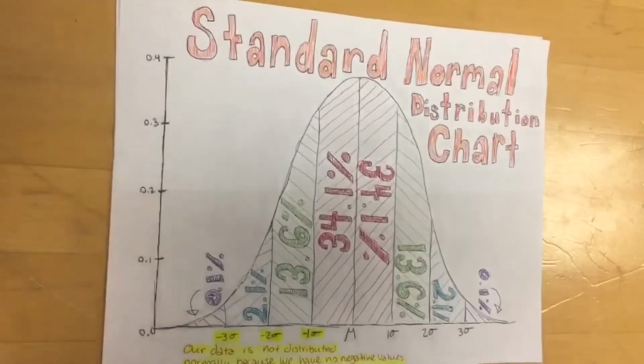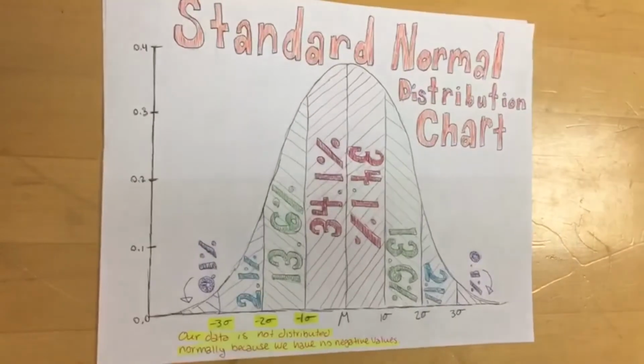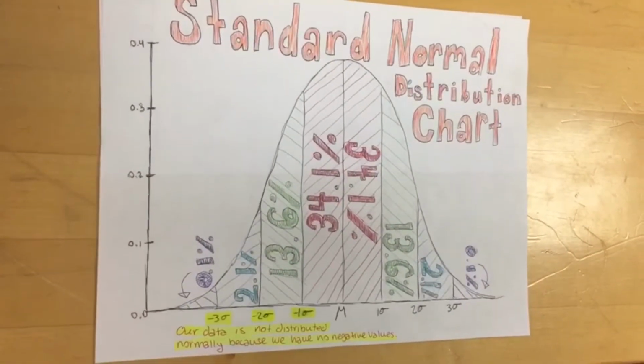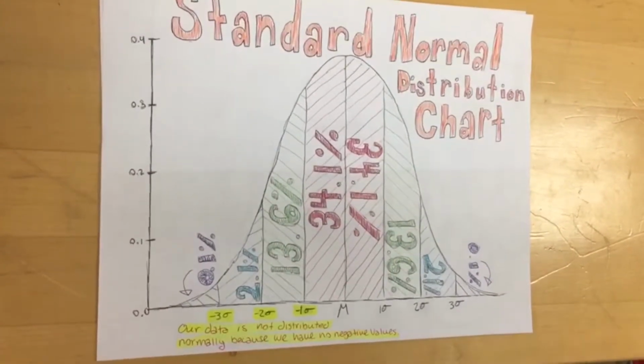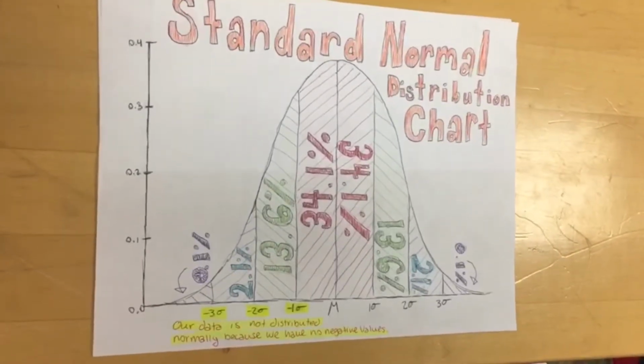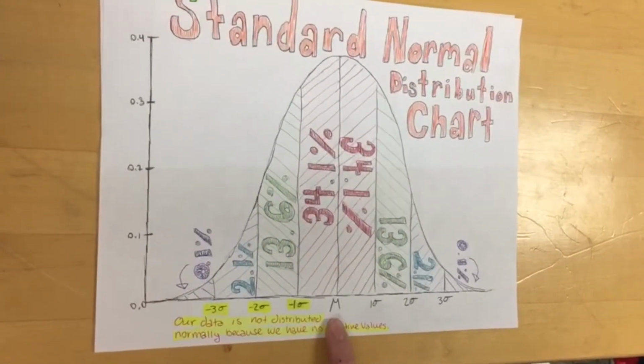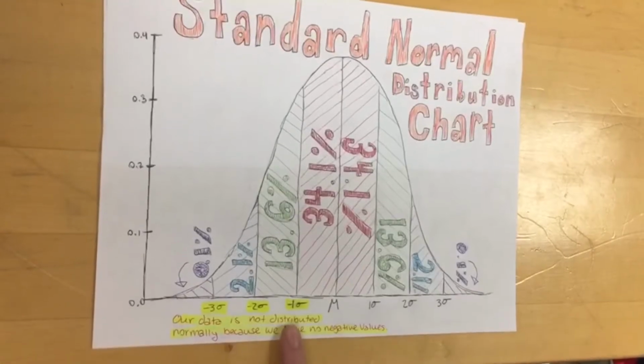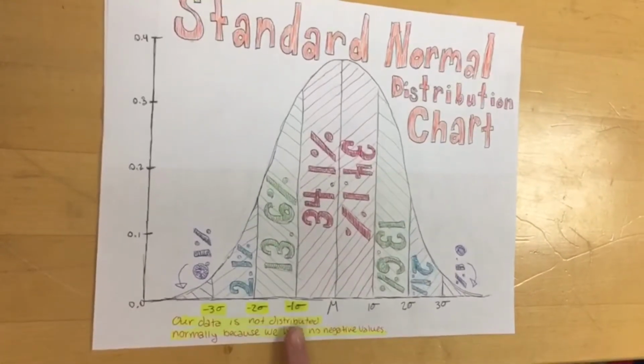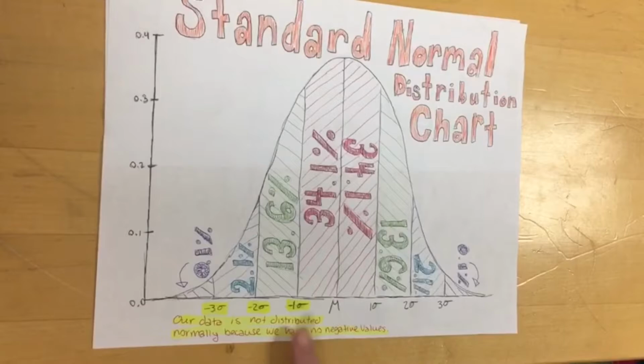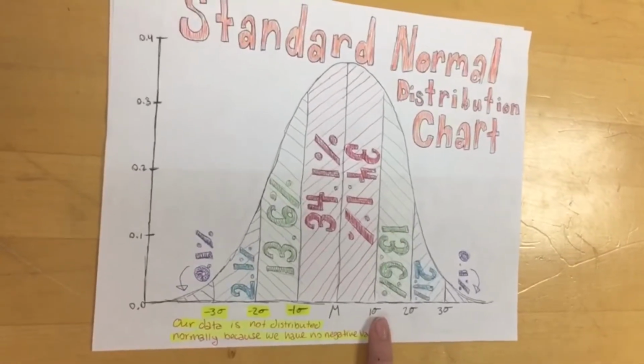This is a standard normal distribution chart. Our data is not normally distributed because our data does not have negative values. Our mean was 3.34 and our standard deviation was 1.64. So one standard deviation to the left is 1.7 and one standard deviation to the right is 4.98.